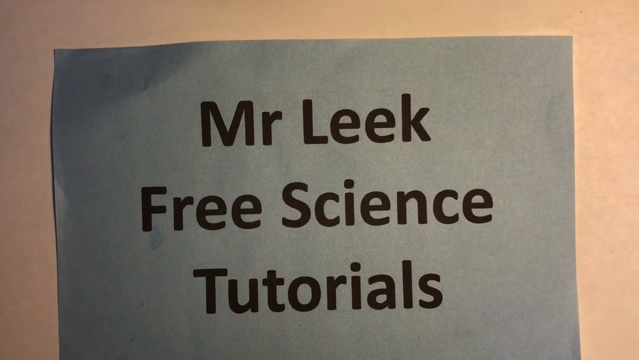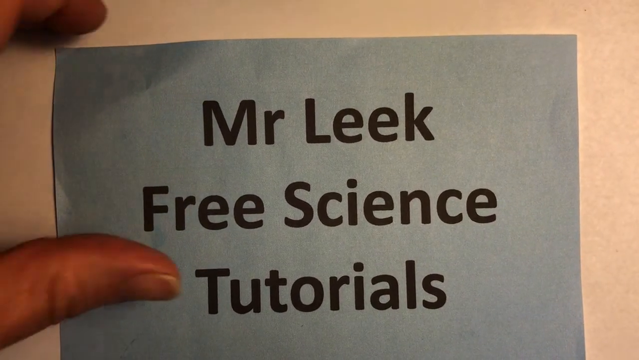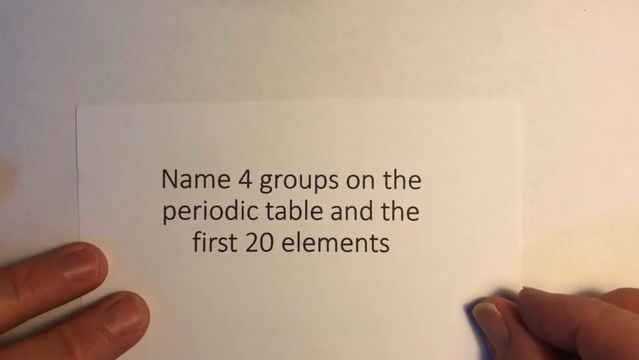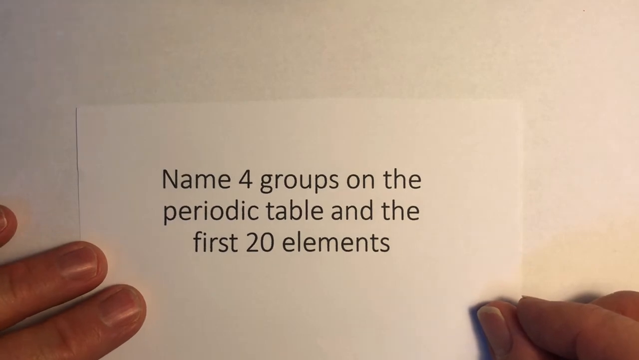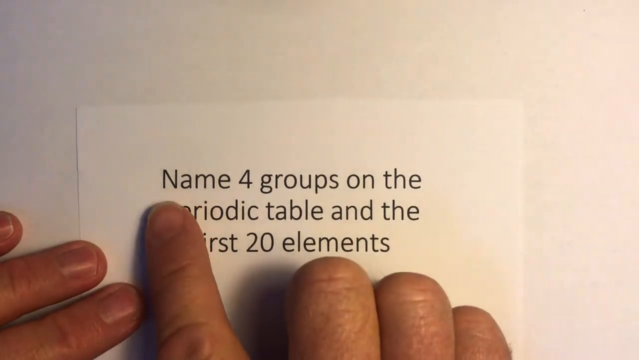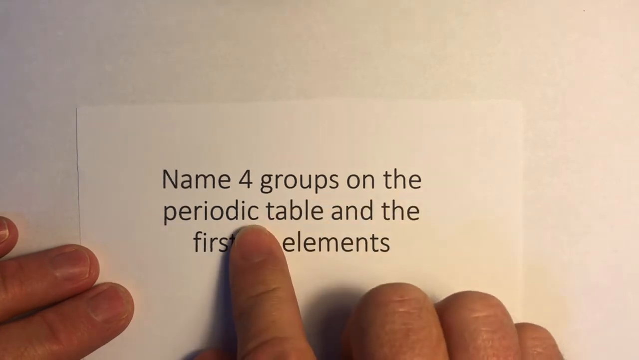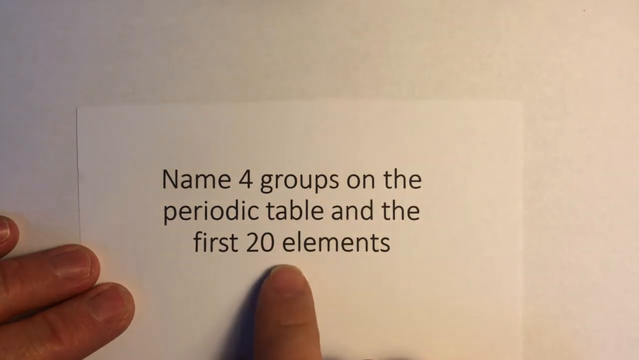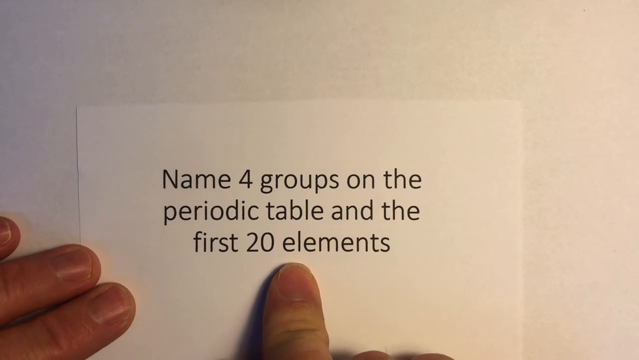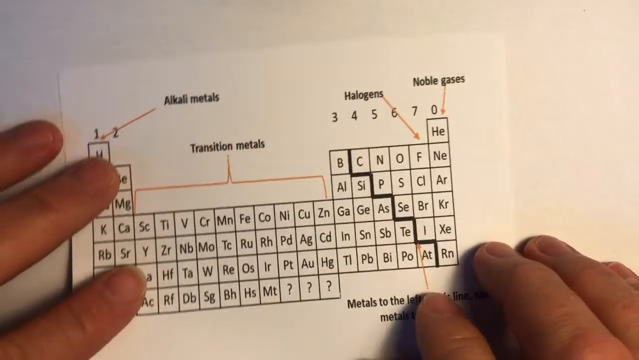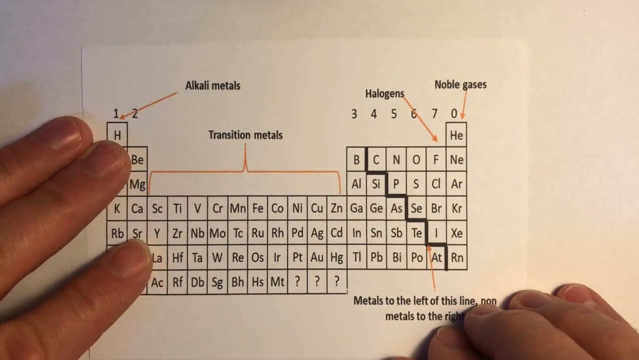Welcome back to Mr. Leek's free science tutorials. Now, what we're going to talk about in this video is basically the periodic table. And as you go through your years in science, what you need to do is you need to know mostly 4 different groups on the periodic table, and you need to know the first 20 elements, plus a few others that will be talked about in another video. Now, here we have the periodic table.